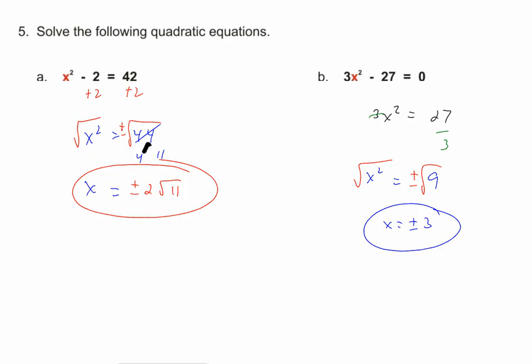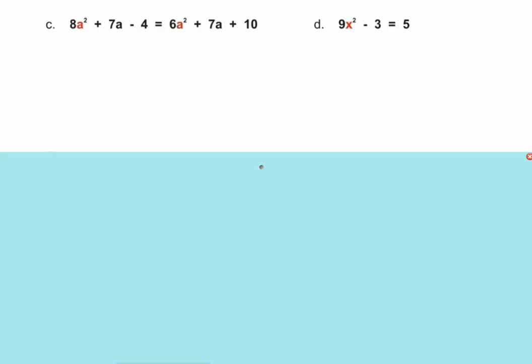And please don't forget the plus minus. Because quadratics have how many solutions? 2. And every once in a while, just like last night's homework, one of those problems gave you the same answer twice. So every once in a while that's a possibility, but normally not. Look at C.